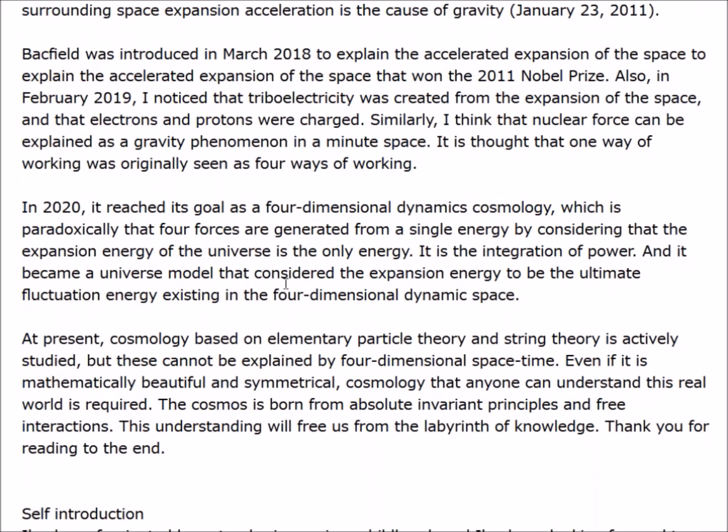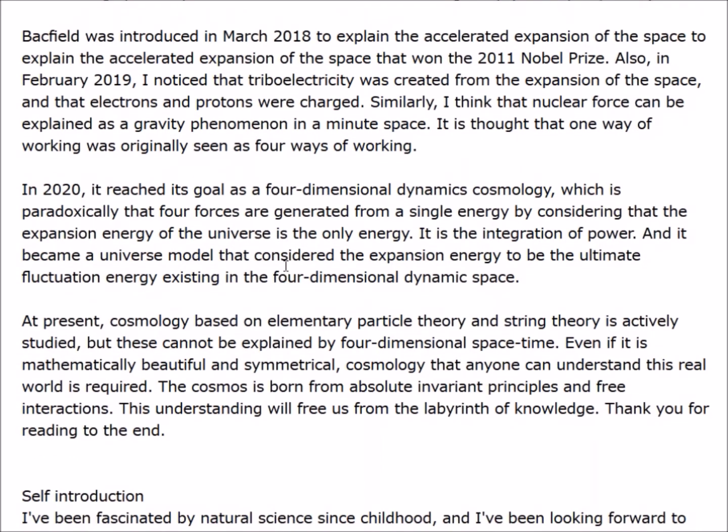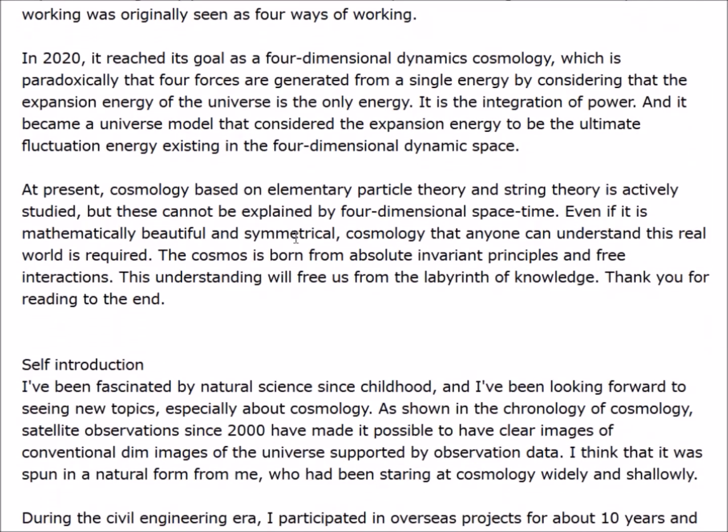In 2020, it reached its goal as a four-dimensional dynamics cosmology, in which four forces are generated from a single energy by considering that the expansion energy of the universe is the only energy. It is the integration of forces. And it became a universe model that considered the expansion energy to be the ultimate fluctuation energy existing in the four-dimensional dynamic space. At present, cosmology based on elementary particle theory and string theory is actively studied, but these cannot be explained by four-dimensional space-time.